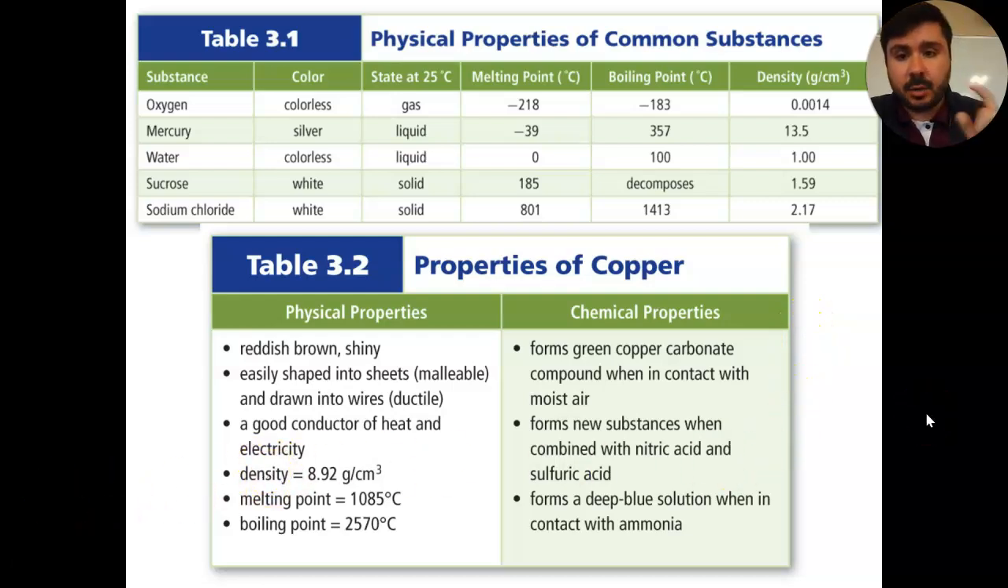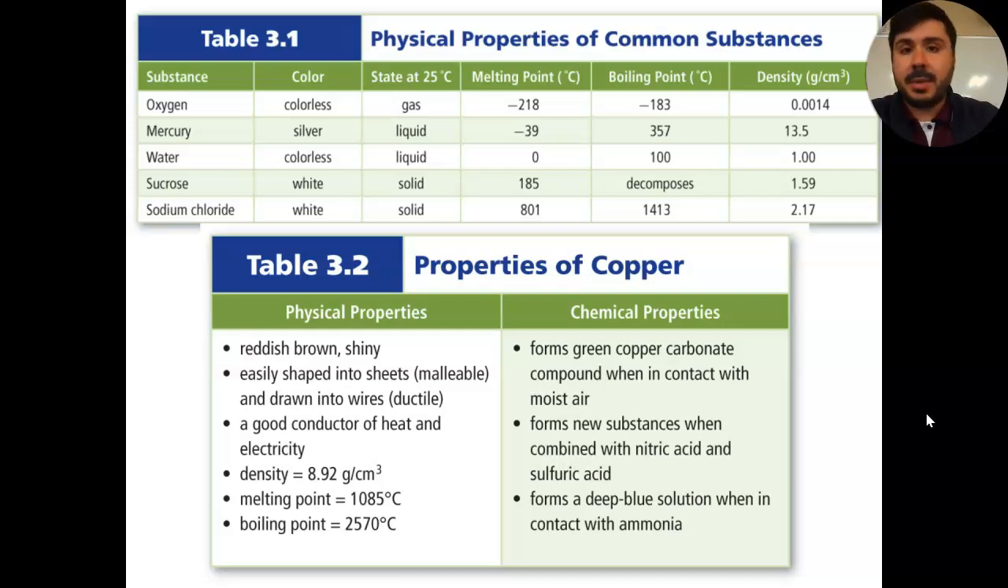Now, this next table here, which is just below, table 3.2, has the properties specifically of the element copper. It's going to be divided between physical properties on the left here and chemical properties on the right. Let's just go through really quickly and identify properties on either side.